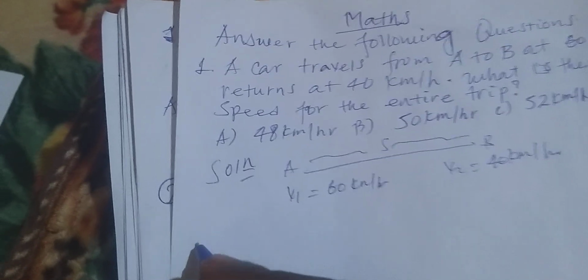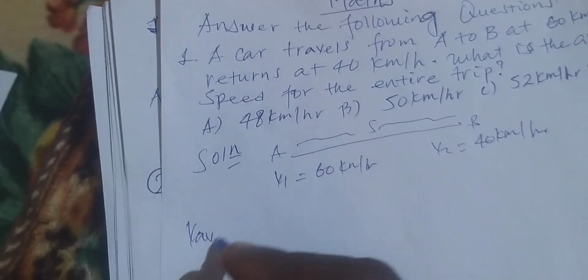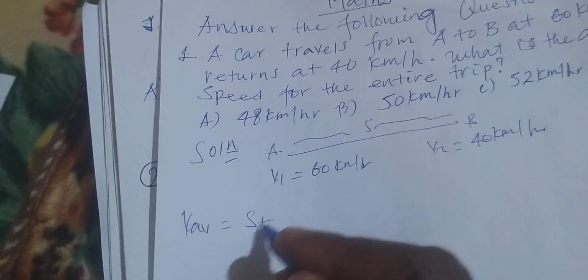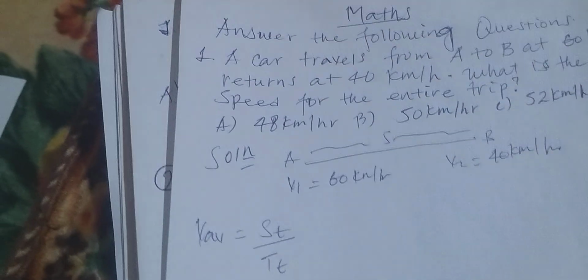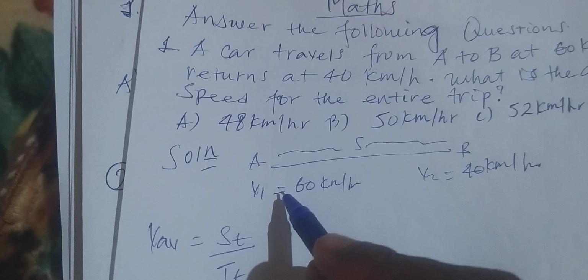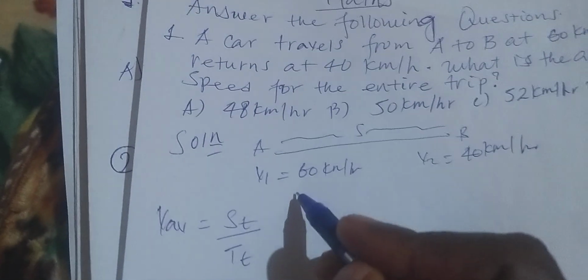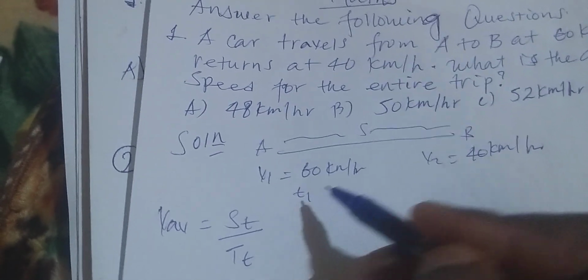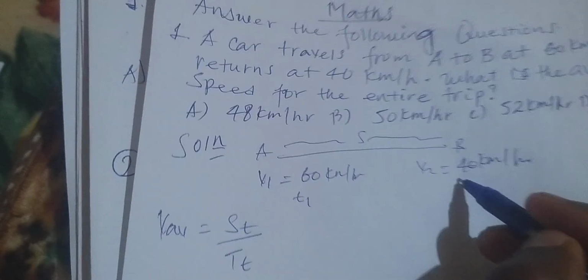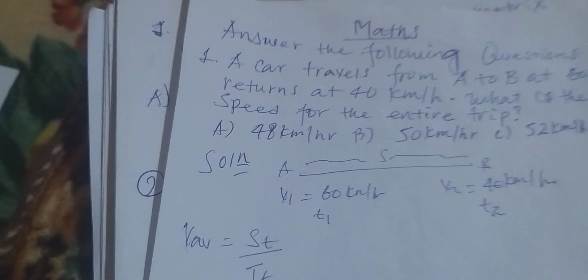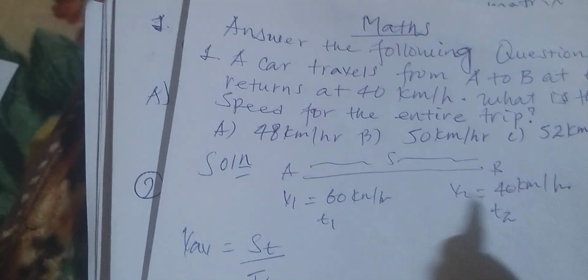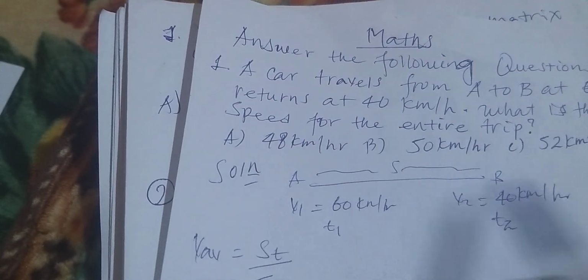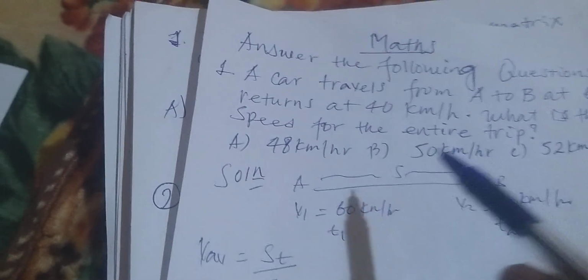So you know that V average is equal to S total over T total. Look, for V1, the time is T1, let's say. For V2, the time is T2, let's say. S is common, therefore the total distance is 2S.